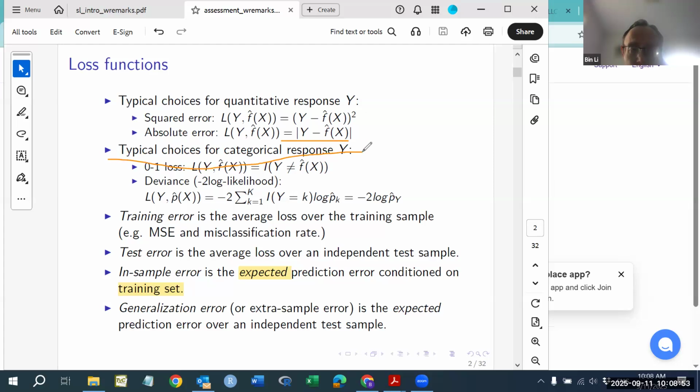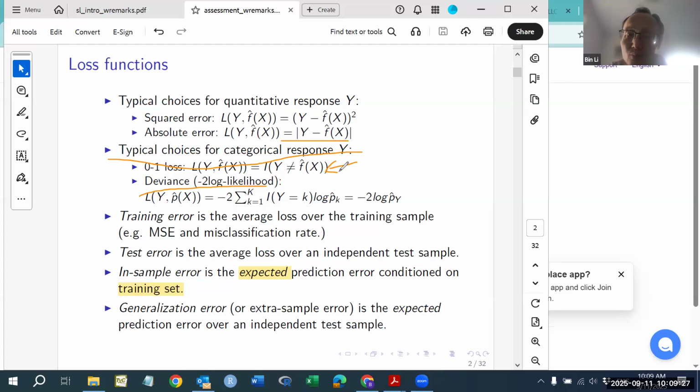Okay, so for the typical choice for a categorical response, we can have the 0-1 loss. If it's misclassified, the loss is 1. If it's correctly classified, it's 0. And deviance is another one. So which one is better? It depends. But the 0-1 loss is highly interpretable because we know what it is. It's easily interpreted because that is the percentage of error rate, or the misclassification error rate, right?